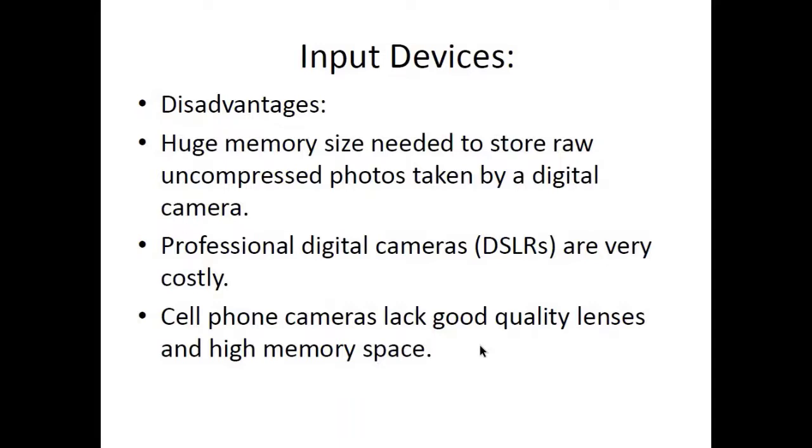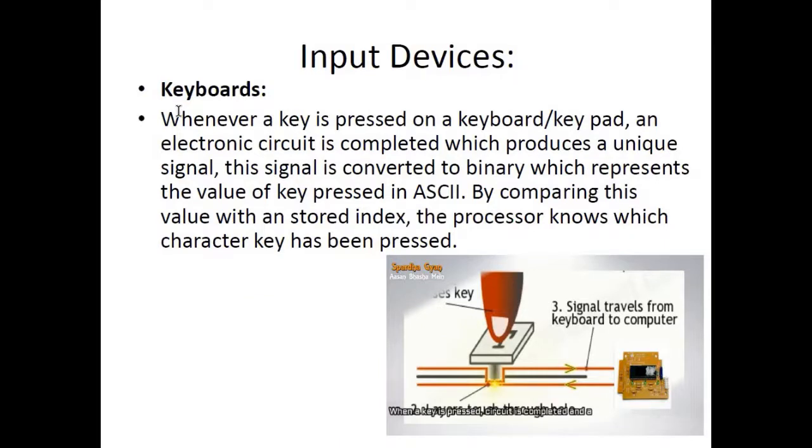And moving on, the next input device we have is keyboards. What happens on a keyboard is that whenever a key is pressed on a keyboard or keypad, an electronic circuit is completed. Below the key there is a space between the wire or the circuit and the key, and when the key is pressed, both wires meet and a circuit is completed, which produces a unique signal.